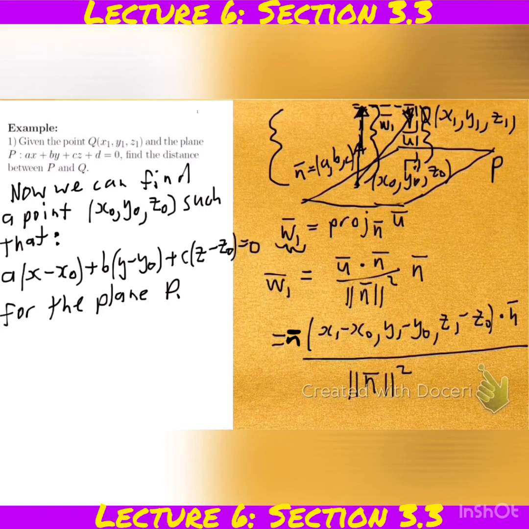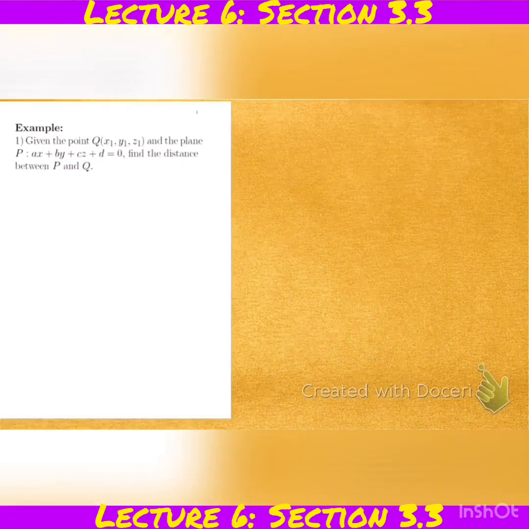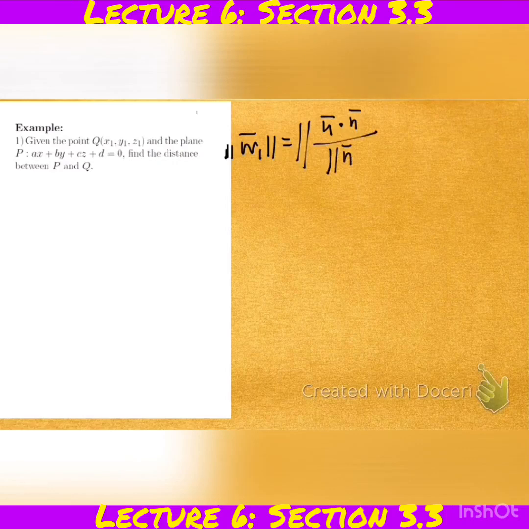Okay, so what am I interested in? I'm interested in the distance. So I'm actually interested in the norm of the vector w1. So I want to calculate the norm of the vector w1. What is the norm of the vector w1? It is the norm of, remember we said, the vector u dot with n divided by the norm of n squared.